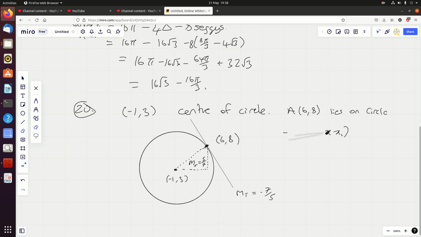But I tend to find that GCSE students don't like that. They prefer to use y equals mx plus c. So okay, I'll use y equals mx plus c. So y equals minus 7/5 x plus c. You now need a point on the line. You can only really use 6, 8 for that.